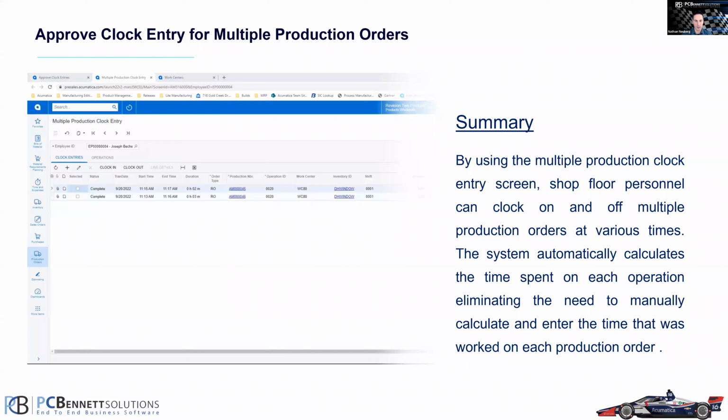So using the multiple production clock entry screen, our shop floor personnel can clock into multiple orders. The system automatically calculates the time spent on each operation. No more manually calculating and splitting time. We can enter the time that was worked on each production order.